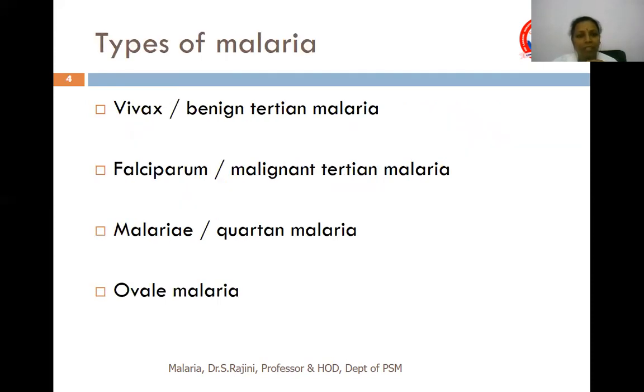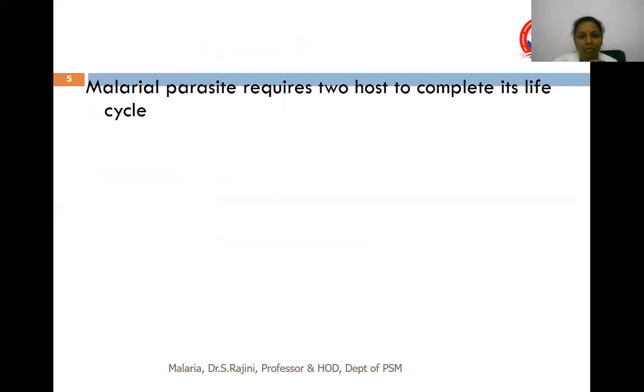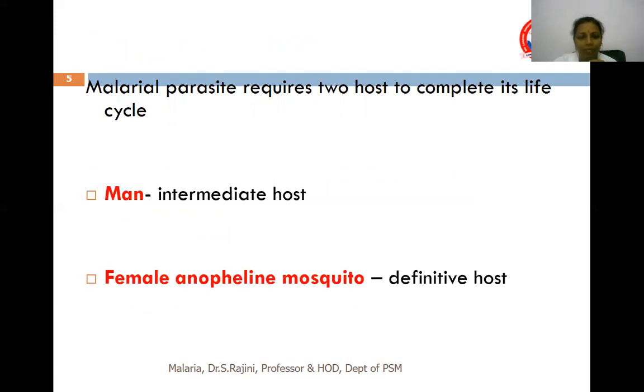So what are the types of malaria? So we have 4 types of malaria. One is vivax, falciparum, malariae, and ovale. So these are all the 4 types of malarial parasites which are transmitting the infection. So the malarial parasite requires 2 hosts to complete its life cycle. So it needs a man and a mosquito to complete its life cycle. So man is the intermediate host, and the female anopheles mosquito is the definitive host.